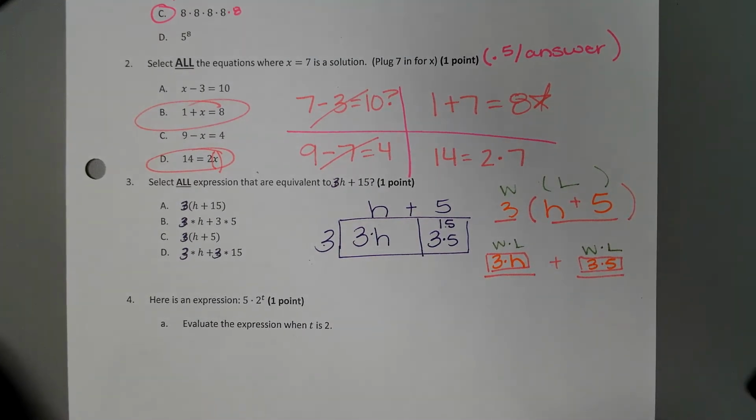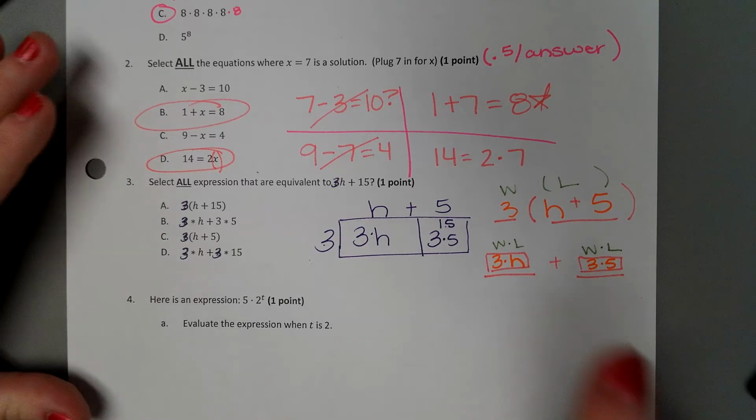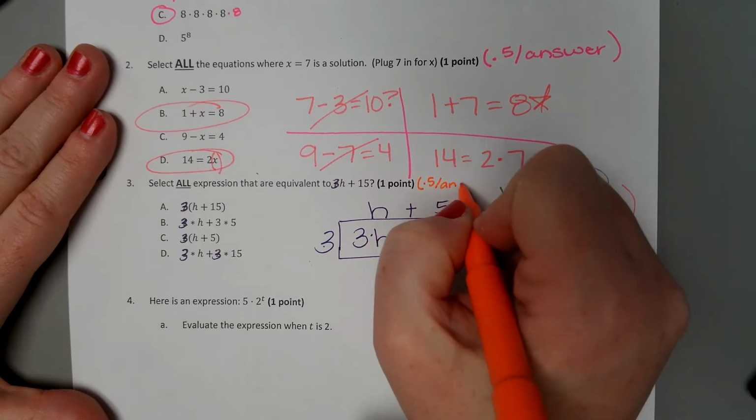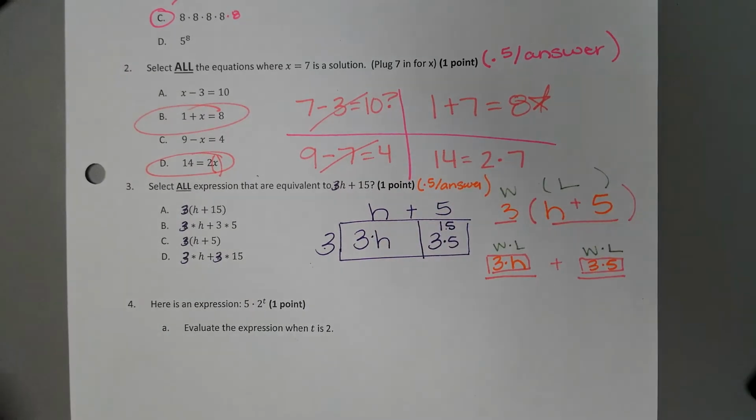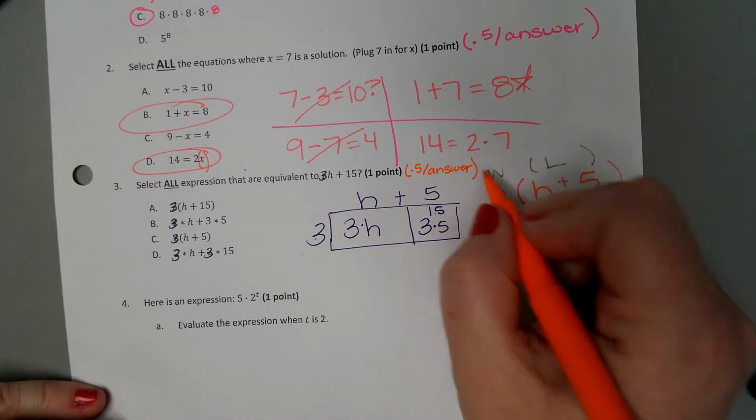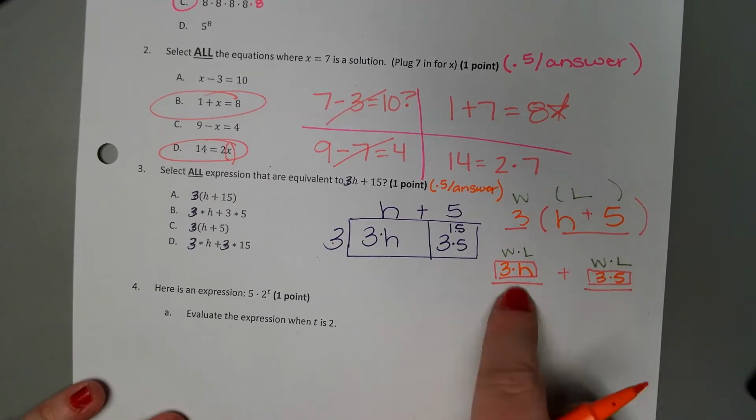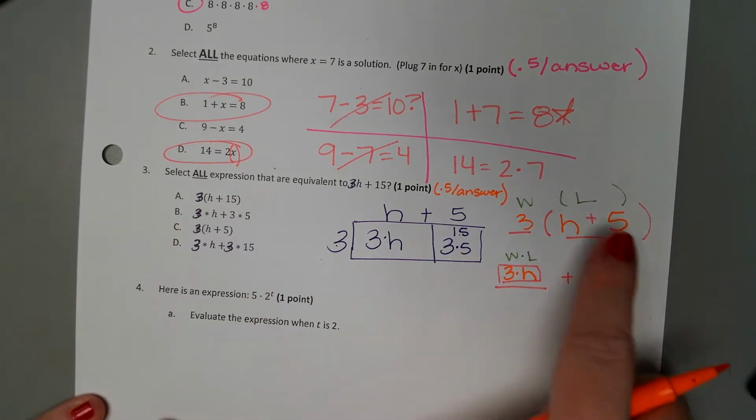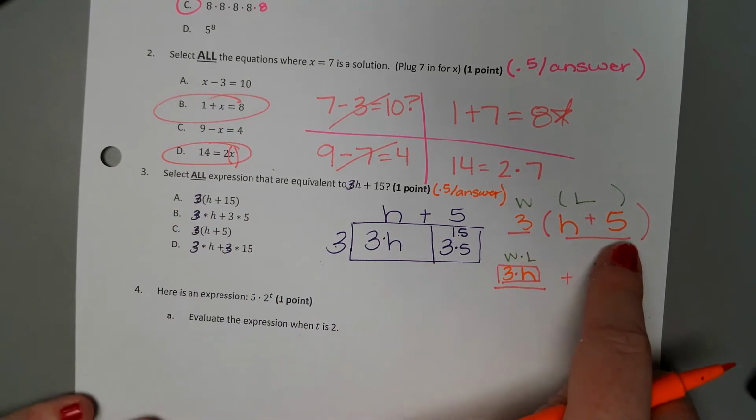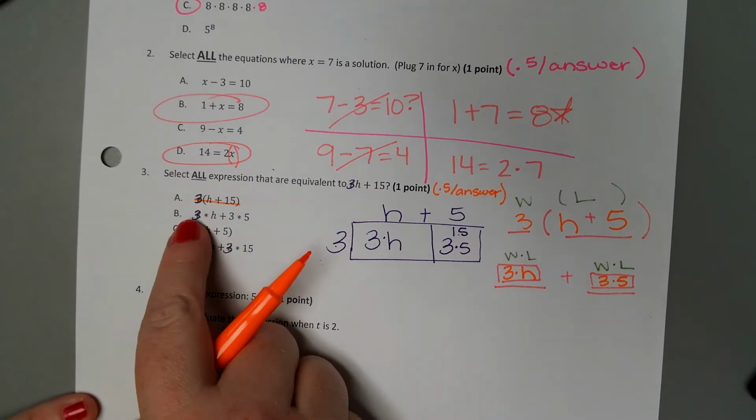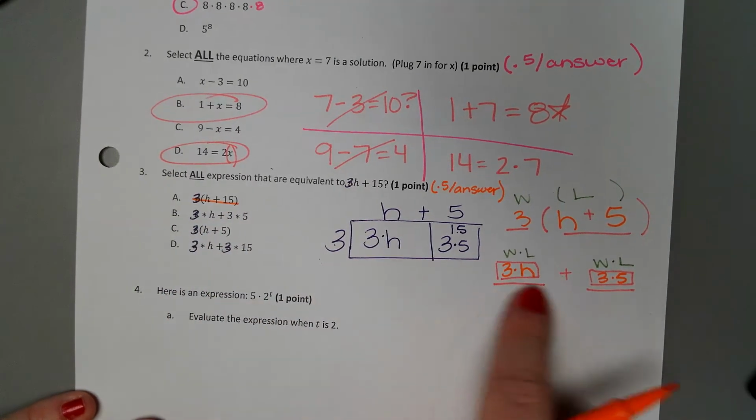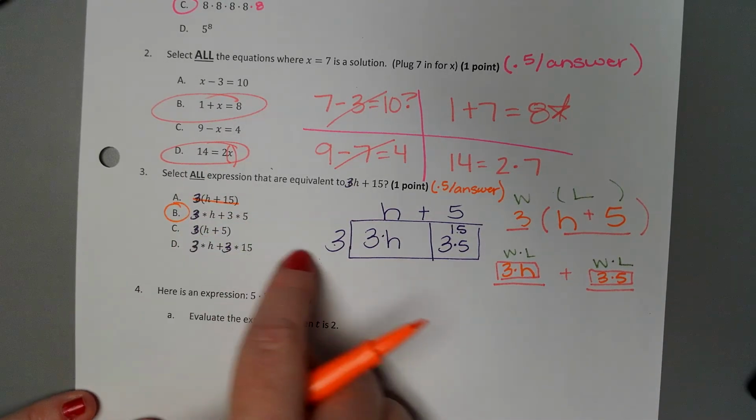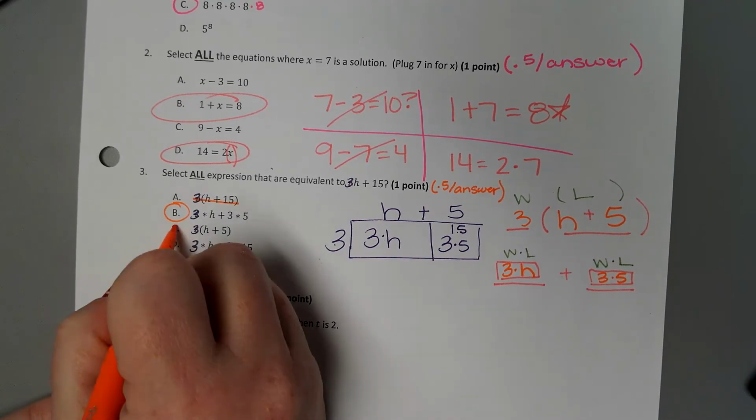Now we have to determine which of the expressions are equivalent. This is the same. It's worth 1 point, half a point per answer. That means there are 2 correct answers, and we wrote them both down. So this says 3 parentheses h plus 15, 3 parentheses h plus 5. So it's not that. 3 times h plus 3 times 5, right there. 3 with a parenthesis h plus 5.